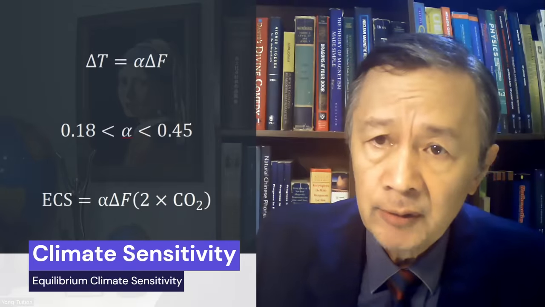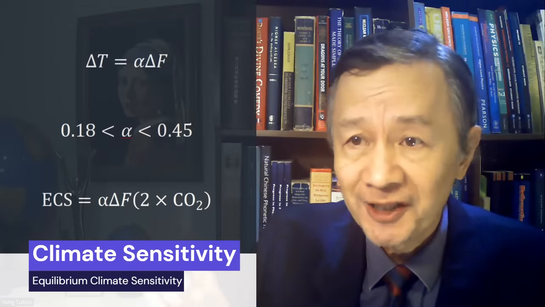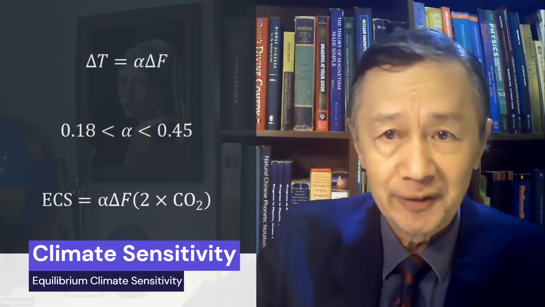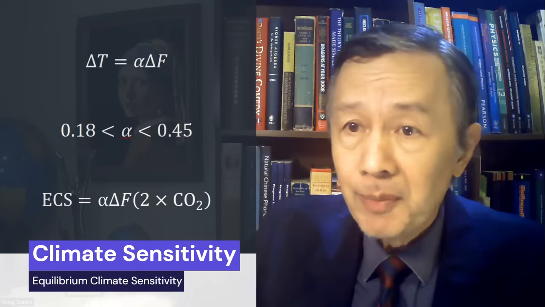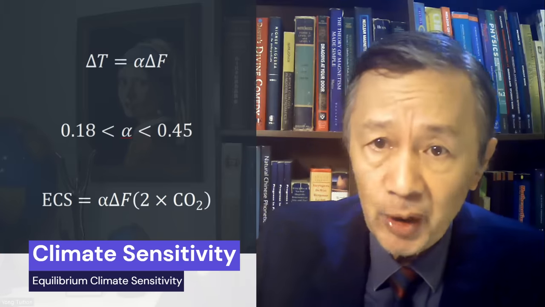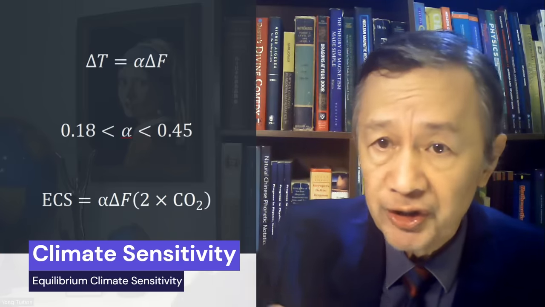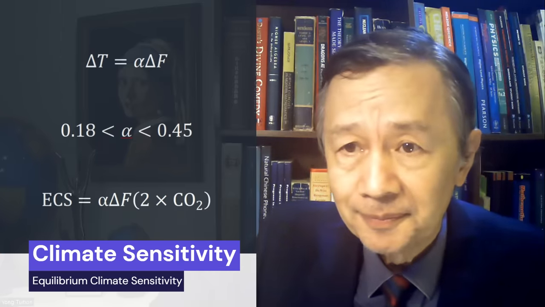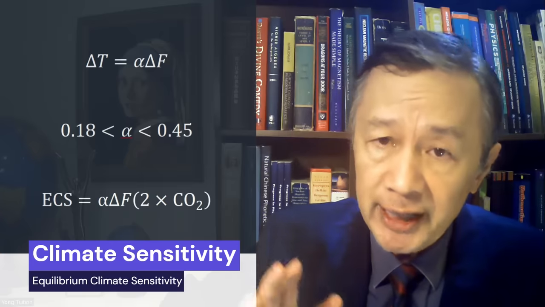What is a climate sensitivity? Simple. It is a number in Kelvin that the IPCC has used to predict global warming due to CO2 doubling. This number is calculated from a linear equation with a slope called the climate sensitivity factor. But bear in mind, the slope is not fixed. It ranges from 0.18 to 0.45.